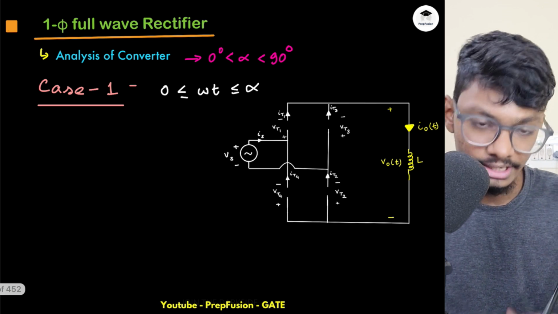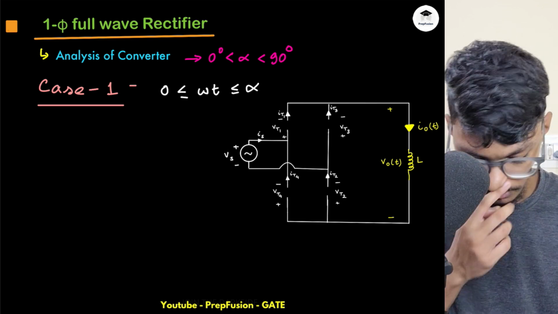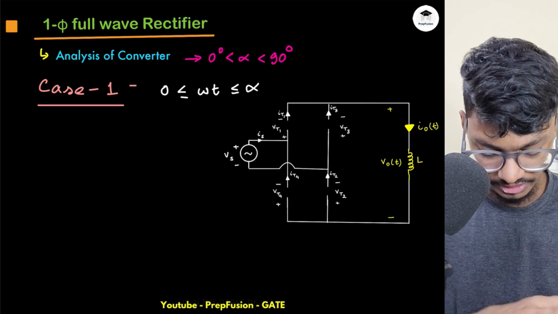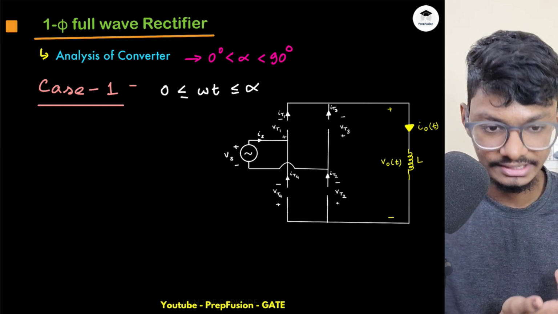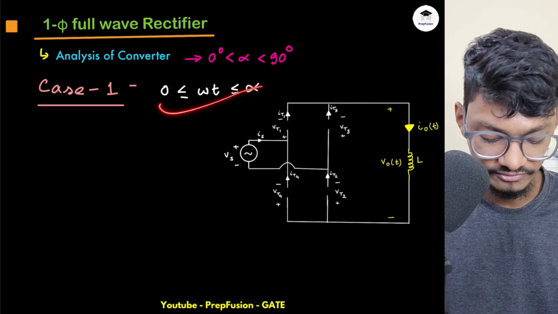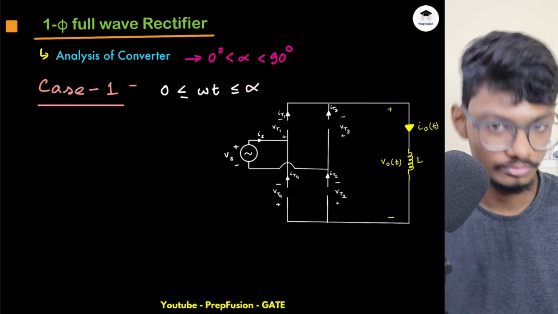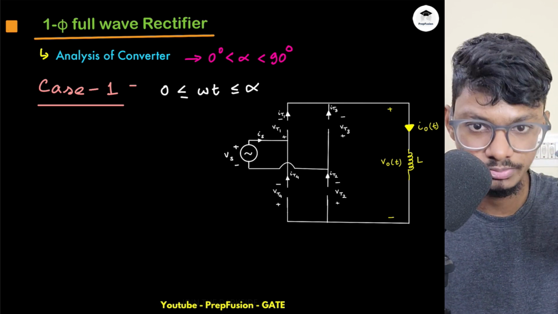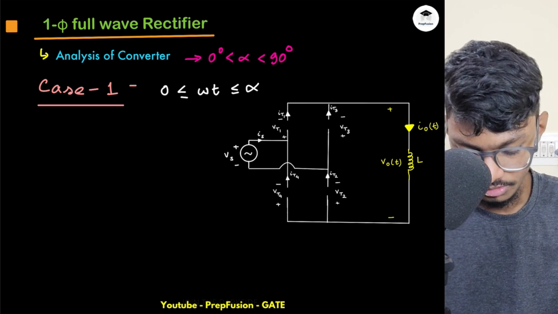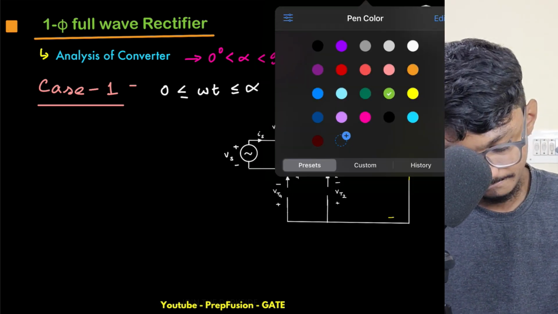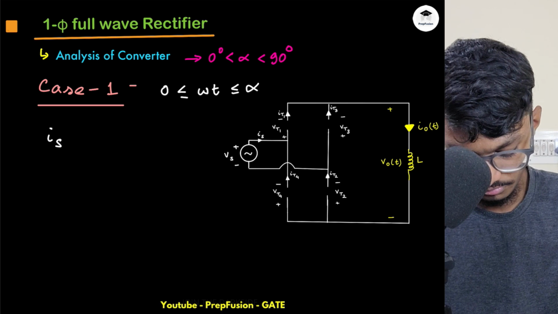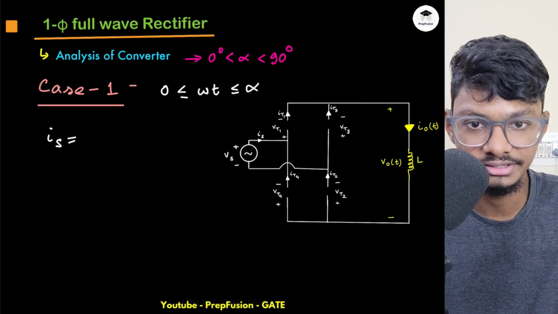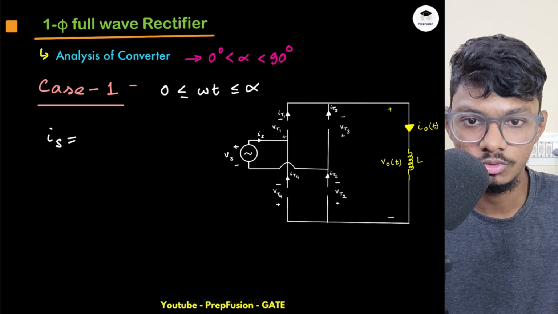So now let's understand the second case. The second case is when my alpha is between 0 and 90. This is the control range. There will be multiple parts of analysis here. In case 1, between 0 and alpha, my SCRs are in forward blocking mode, which I have already computed: 0 to pi for T1 and T2, and pi to 2 pi for T3 and T4. So IS will be 0 in the forward blocking mode because everything is off. Obviously T3 and T4 are in the reverse blocking mode, and T1 and T2 are in the forward blocking mode.